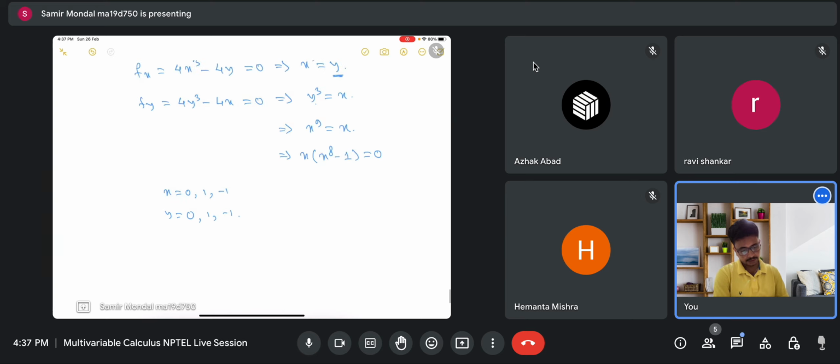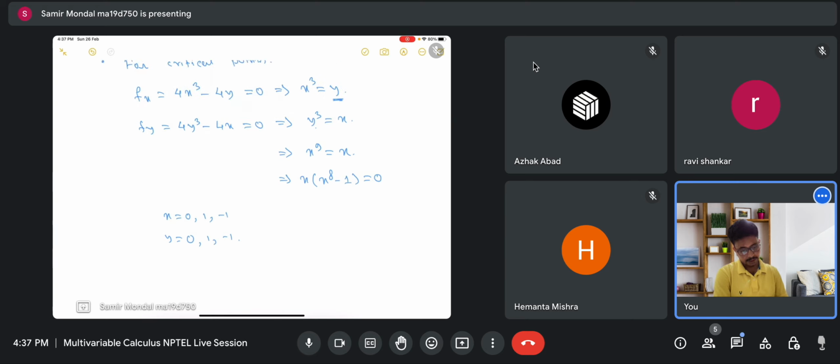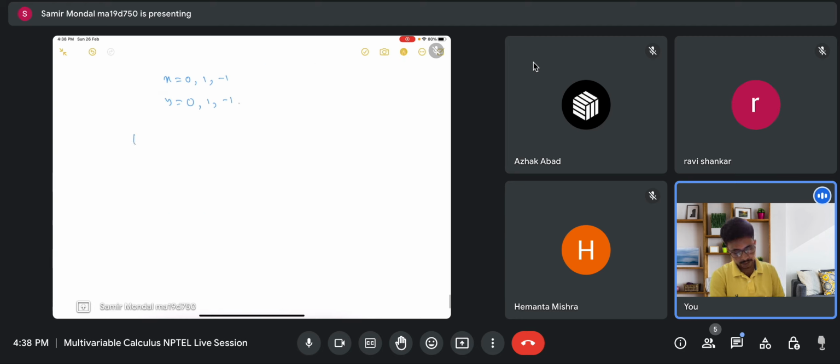When you put x equal to 0, we get y equal to 0. Put x equal to 1, we get y equal to 1. Put x equal to minus 1, we get y equal to minus 1 from this equation. So we are getting only 3 points: 0, 0; 1, 1; and minus 1, minus 1. Now you have to check. This is a little bit calculative.